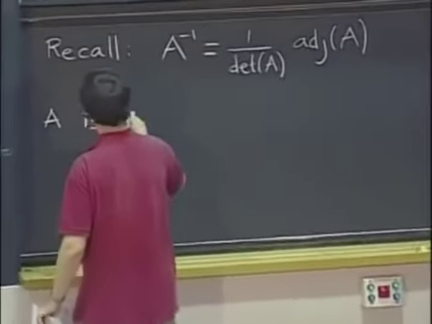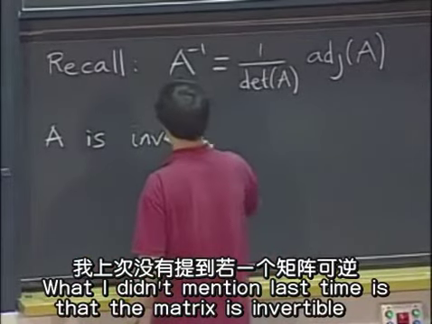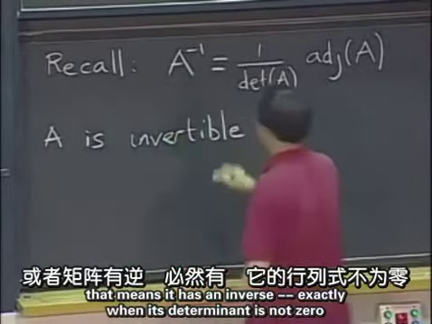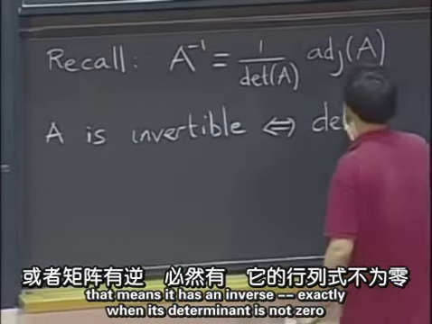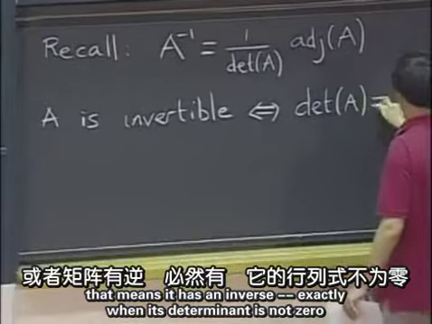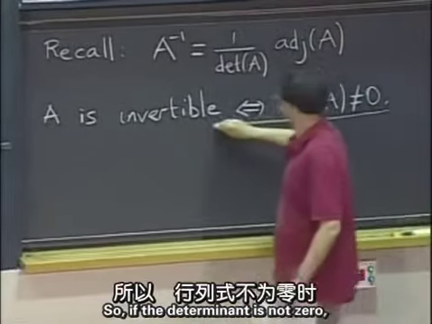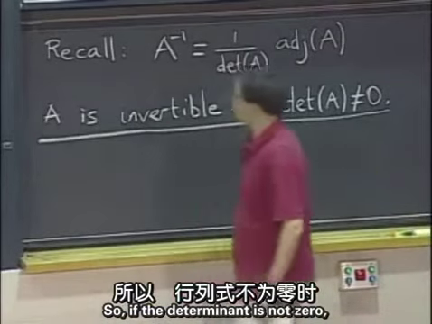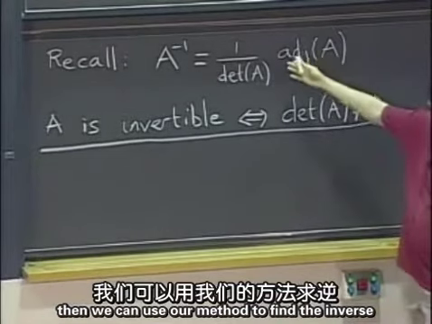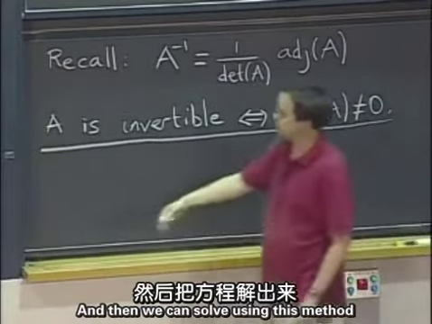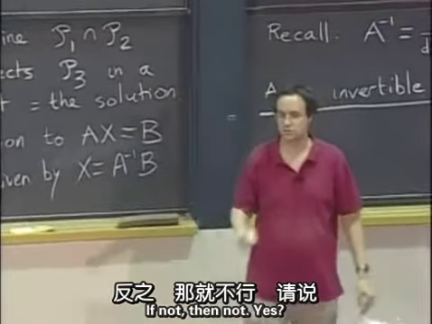So in fact, what I didn't mention last time is that the matrix is invertible. That means it has an inverse exactly when its determinant is not 0. Okay, so that's something we should remember. So if the determinant is not 0, then we can use our method to find the inverse, and then we can solve using this method. If not, then not.